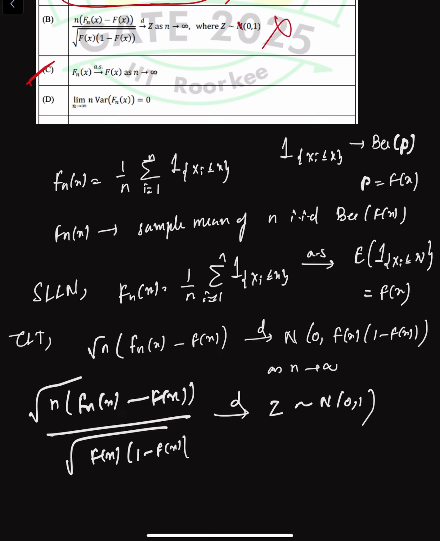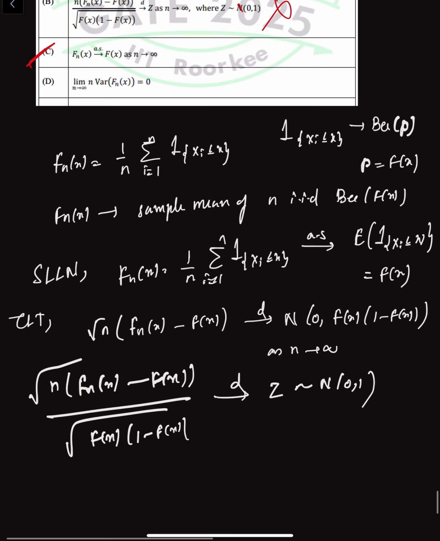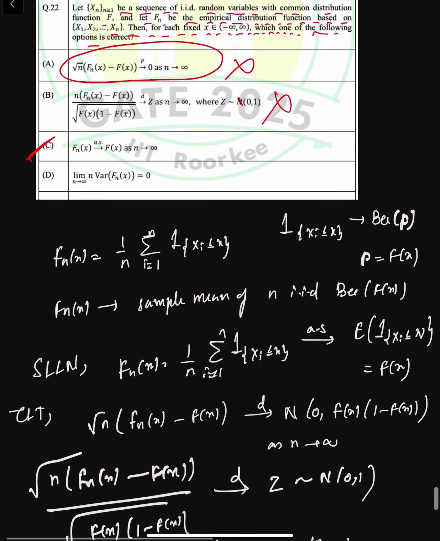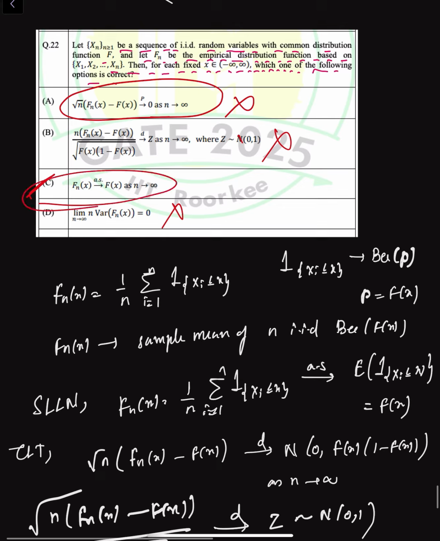Statement D concerns the variance of Fn(x). The variance of Fn(x) is nothing but F(x) into 1 minus F(x) divided by n. So n times the variance of Fn(x) is nothing but F(x) into 1 minus F(x). Now this is not equal to 0 as n tends to infinity. So option D is also false. Therefore option C is the correct answer.